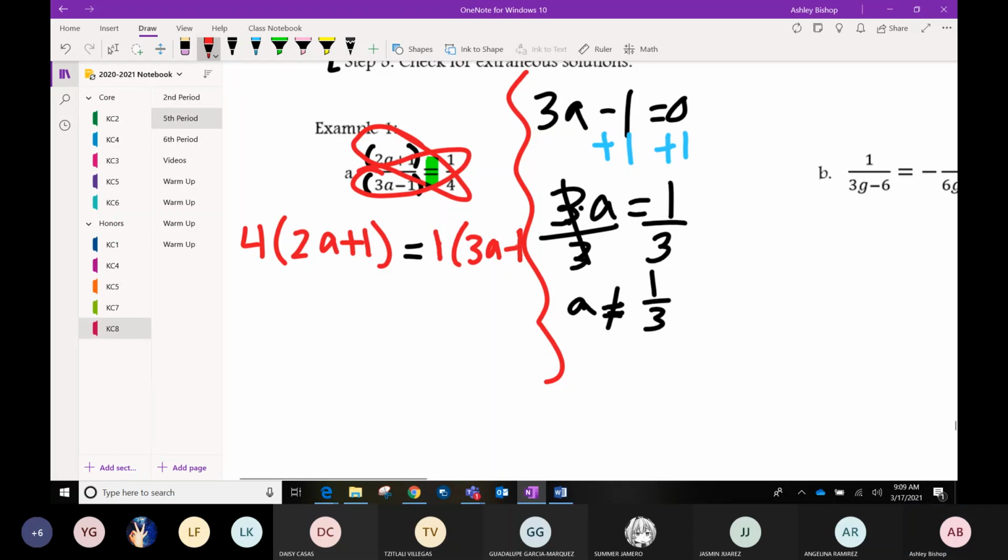Oops. Let me erase this little squiggly. There we go.